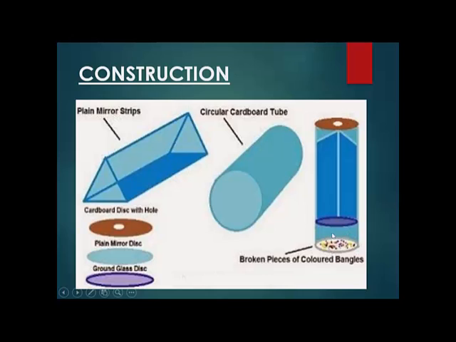Here you put a cardboard and make a small hole in the cardboard. Why this hole? So that you will be able to see through this hole. And you put some bangles in through this hole. These bangles will go inside and be placed on the other end. If you put colorful bangles, you will get multiple colorful images. So this is how we construct a kaleidoscope.